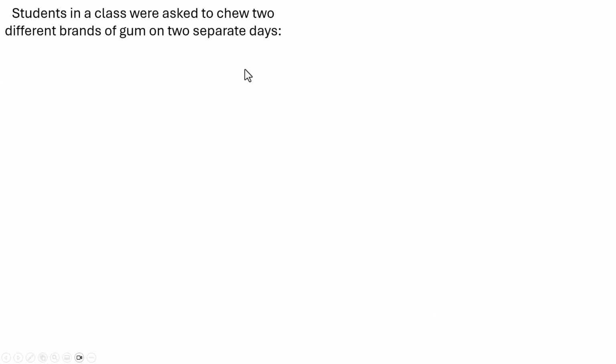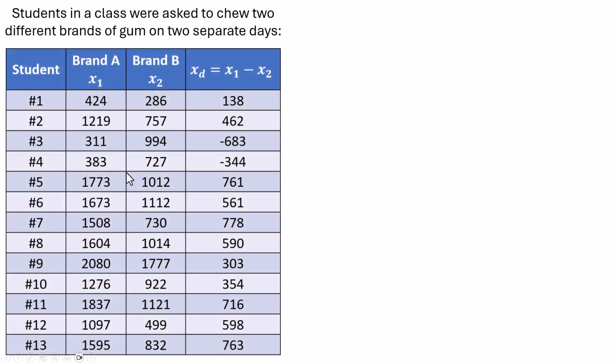Students in a class were asked to chew 2 different brands of gum on 2 separate days, and they reported how many seconds they believed it took for the gum to lose its flavor. So here we have all the students, 1 through 13. We have the time that they reported it took for brand A to lose its flavor, the time they reported it took for brand B to lose its flavor, and then we have the differences between those, which is taking the brand A time and subtracting the brand B time.